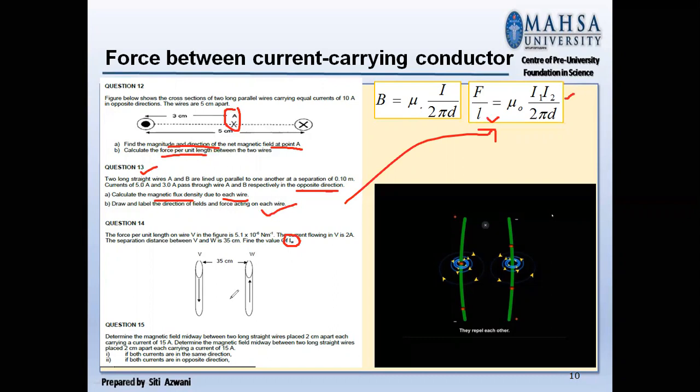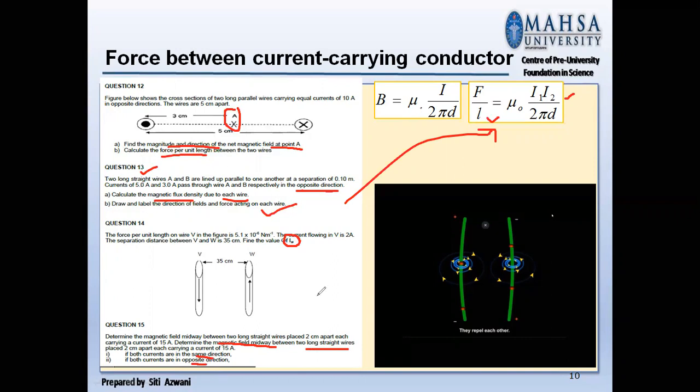For number 15, it is the same as number 12. The magnetic field B, but now midway. Magnetic field midway between the two long straight wires. So you can see here the direction of your current.